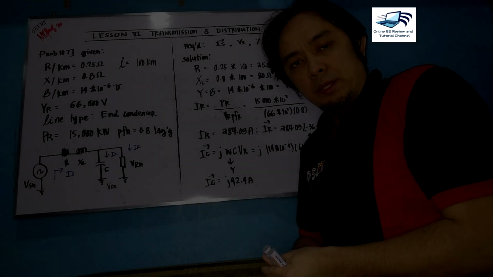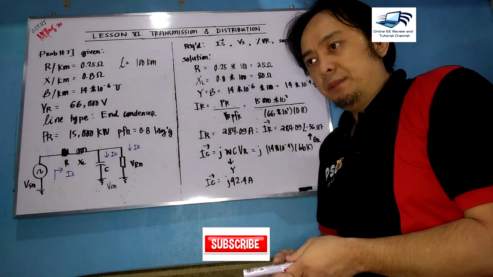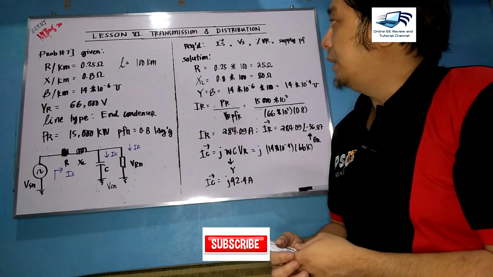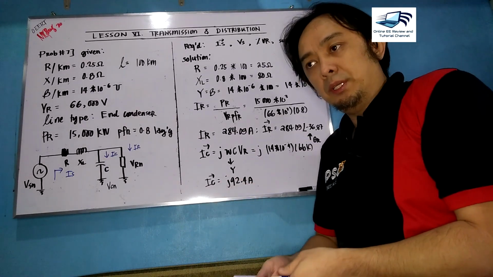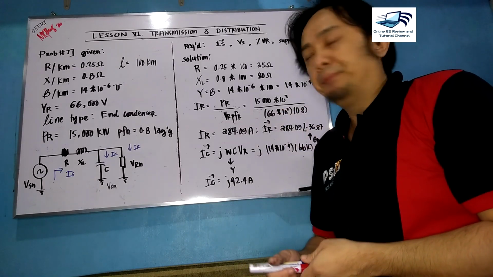Hi and hello once again. So we are on our next problem, which is problem number 7, and this problem is under lesson 6, transmission and distribution, and we are on performance of the line.